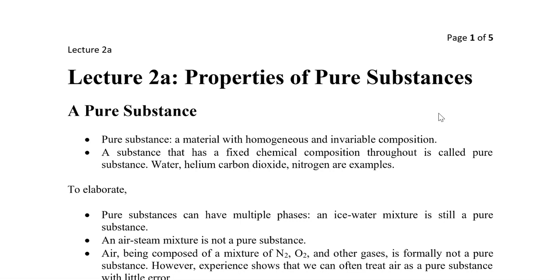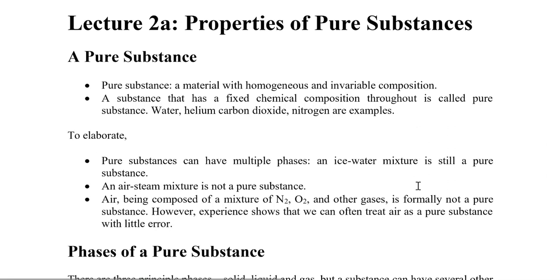To explain it, a pure substance has multiple phases. It can exist as ice, it can exist as a gas, vapor we call it. An air-steam mixture, if you're talking about the air and the steam itself, is a mixture and we do not call it a pure substance.